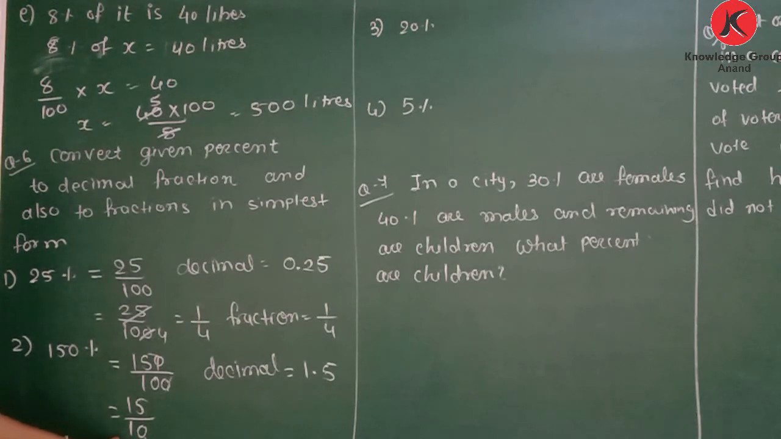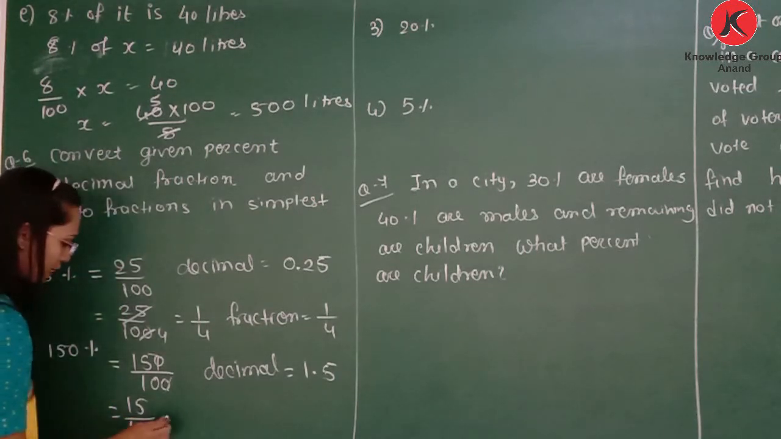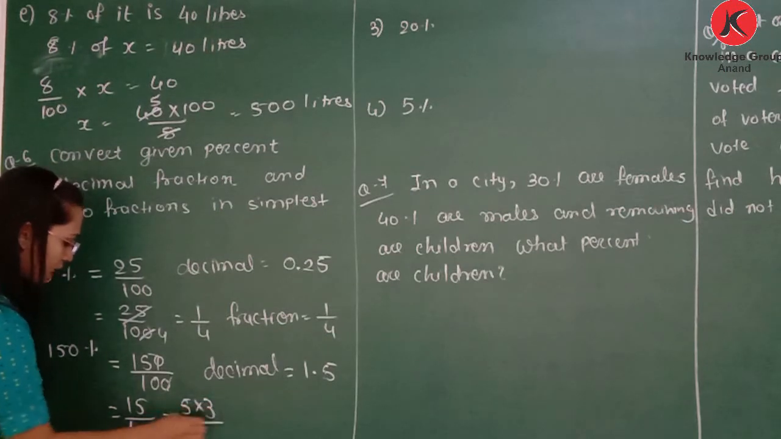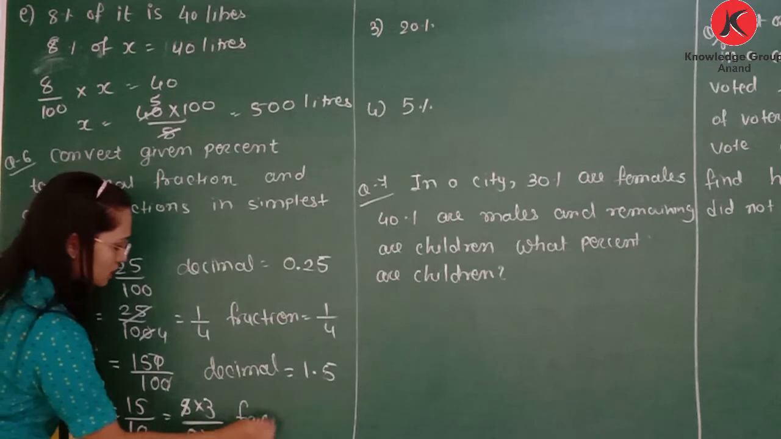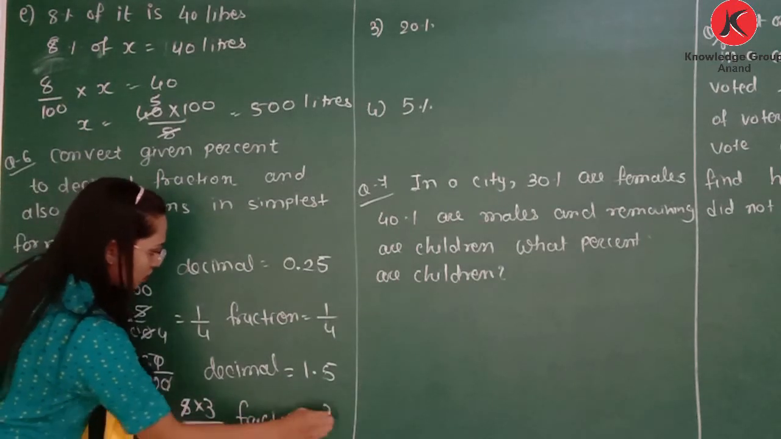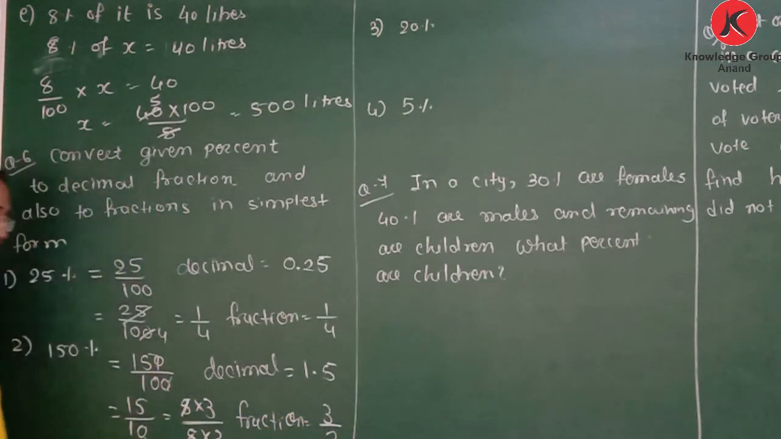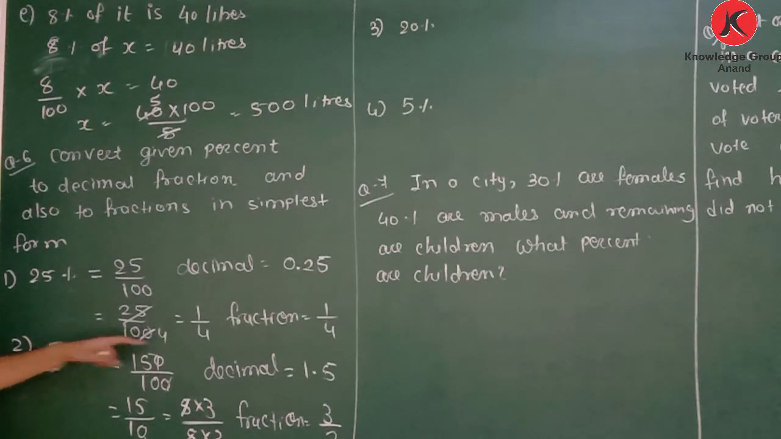15 by 10 is also a fraction, but it is not in its simplest form. So as a fraction we can write, 5 3s are 15, 5 2s are 10. So the fraction is 3 by 2. So 3 by 2 is 150% and 1.5 is also 150%.